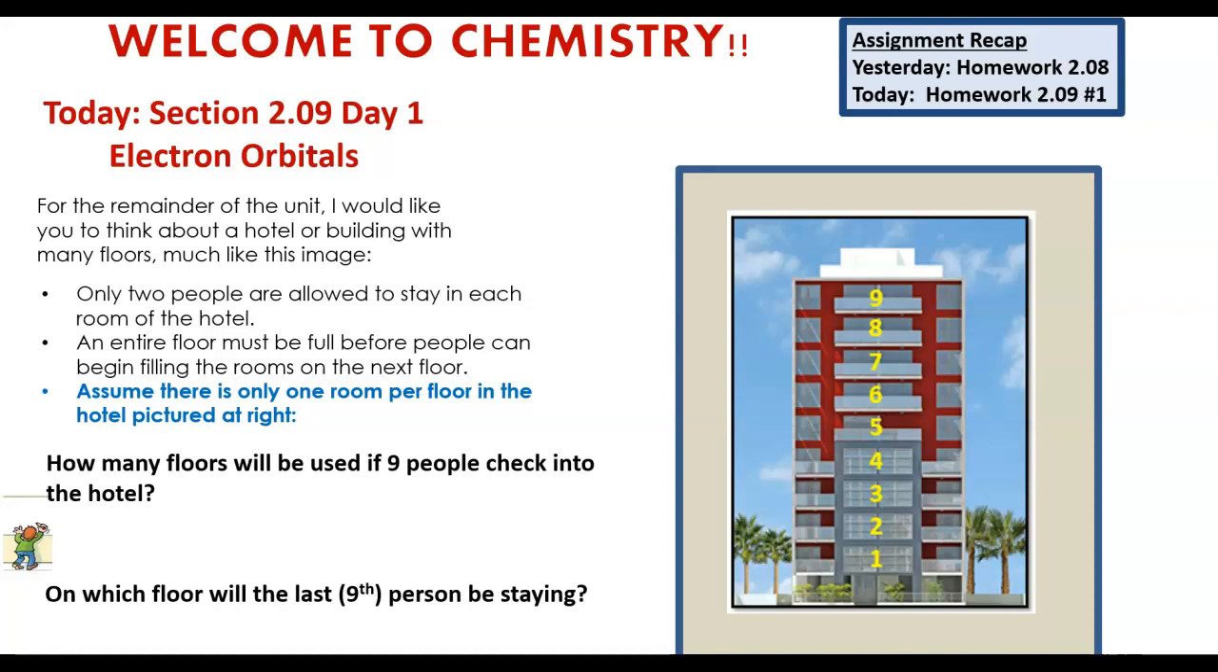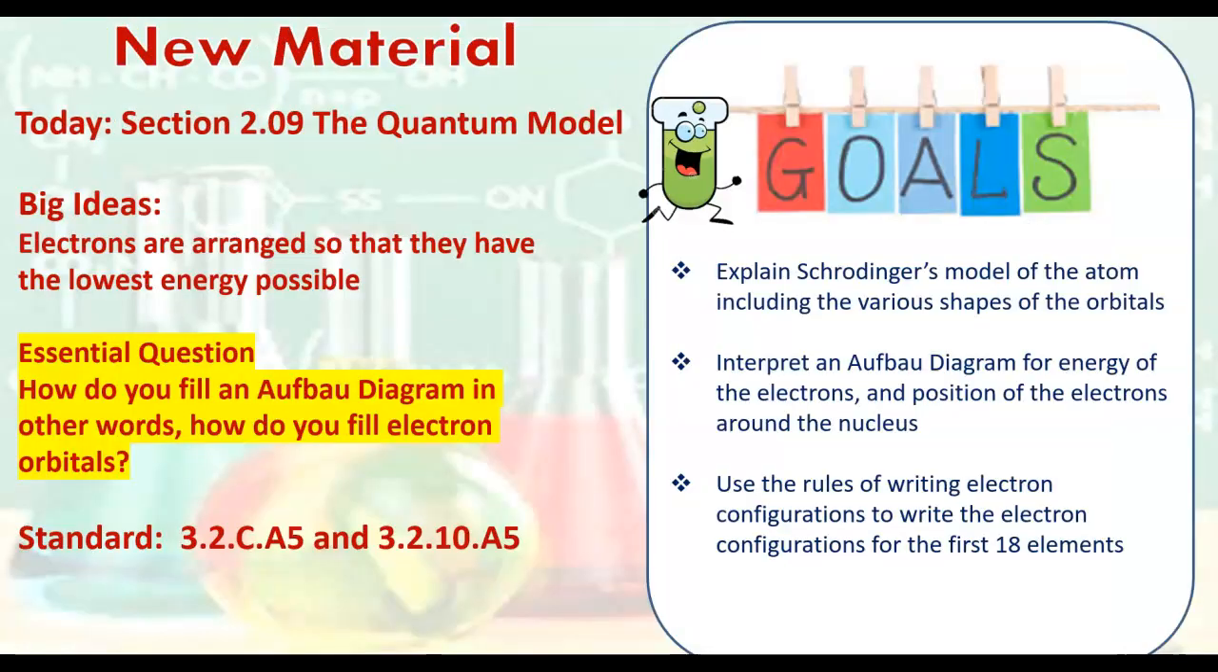The idea is, when we start talking about what's called electron configurations and how the electrons fill the orbitals on the outside of the atom, we're going to get a set of similar rules that the electrons follow every single time in order to fill the orbitals. So anyway, in section 209, our question is, how do I fill in an Aufbau diagram, or basically, how do I fill electron orbitals?